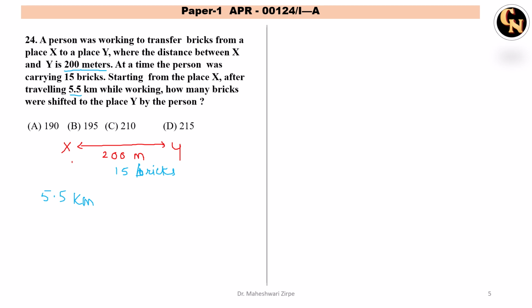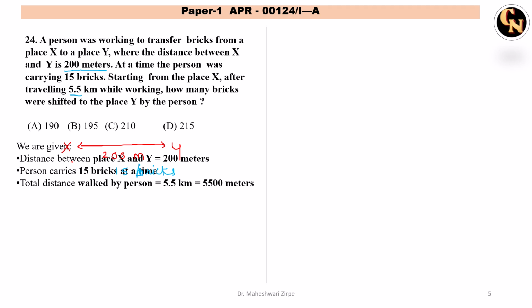So 5.5 kilometers will be equal to, in meters, 5.5 into 1000, because 1 kilometer is 1000 meters, which means we get 5500 meters. So in total he has to travel 5500 meters. Okay, let us see how we are going to solve this. I think this is clear, these basic things which they have given: in total he has to travel 5500 meters.